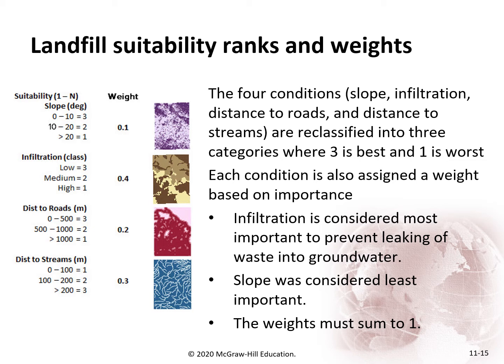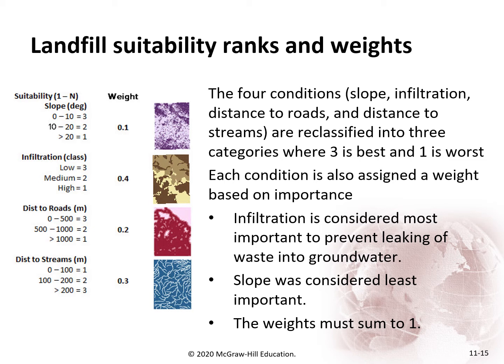When you get a value of 3, that's best, and 1 is the worst. So you divide up the slope into 3 classes, and greater than 20% gets a 1, 10 to 20 gets a 2, 0 to 10 gets a 3. And you can similarly see how the other data sets are broken up and assigned into the 1s, 2s, and 3s.